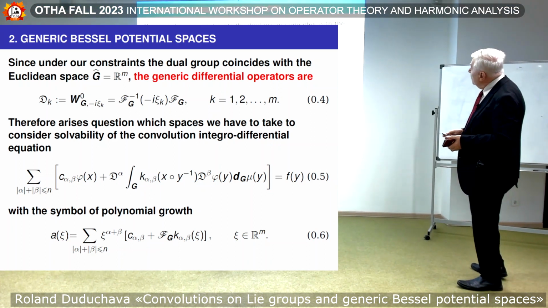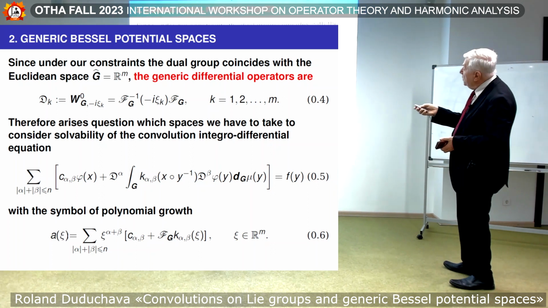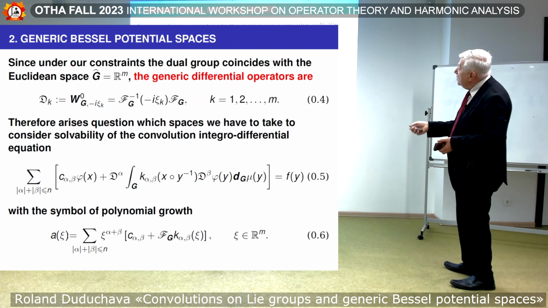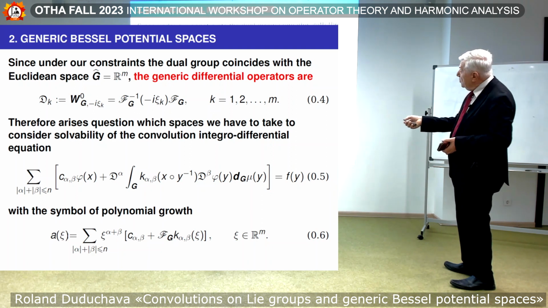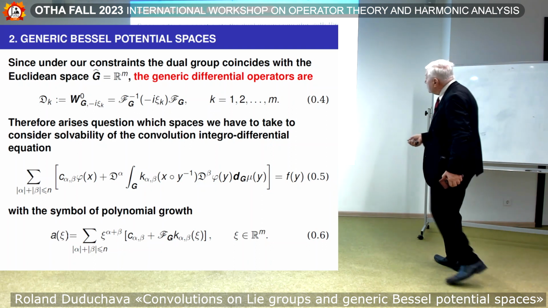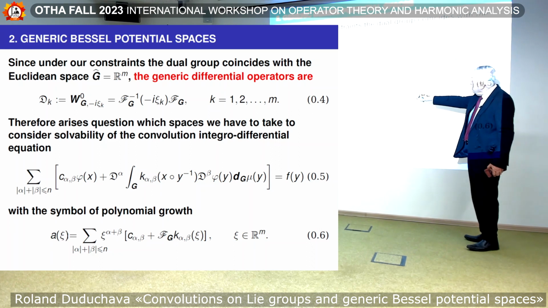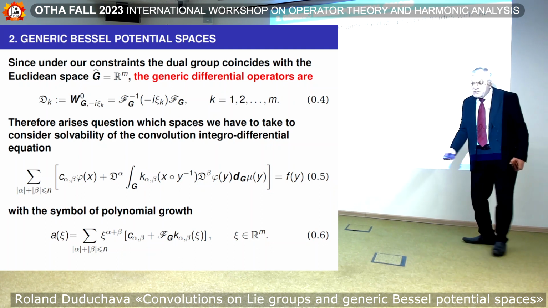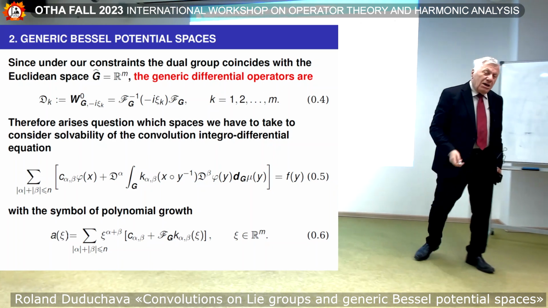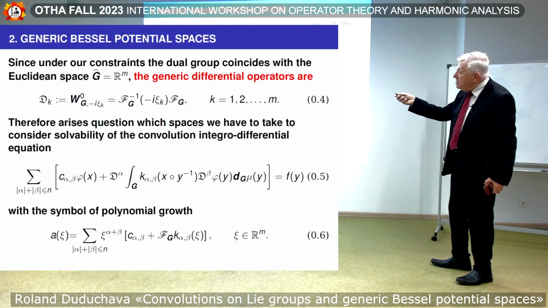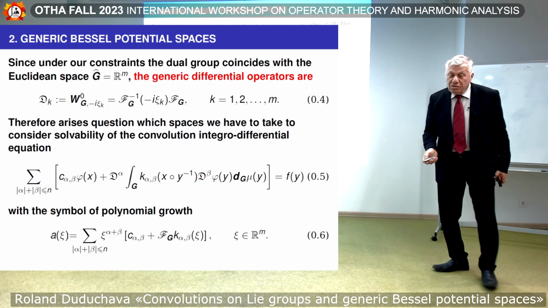And we have generic differential operators, and we can now consider the integro-differential operators, which are convolutions on Lie groups. What is convolution on Lie groups? You take an element, multiply, and take the group operation of x with y to the power minus 1. And add these generic differential operators. This is an integro-differential operator on the group.